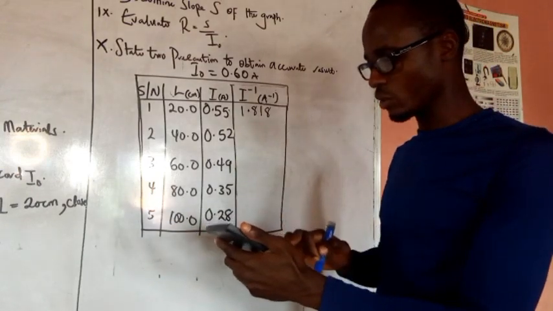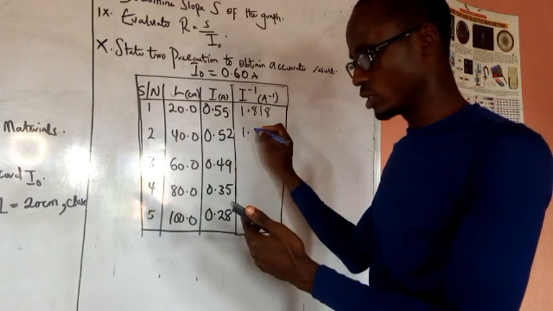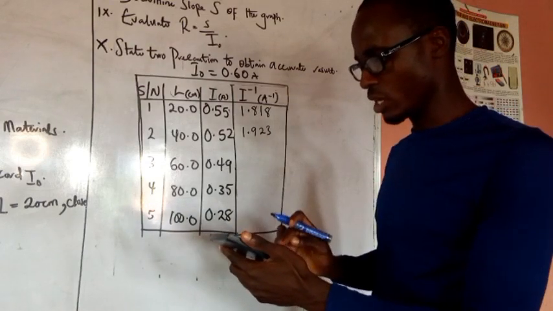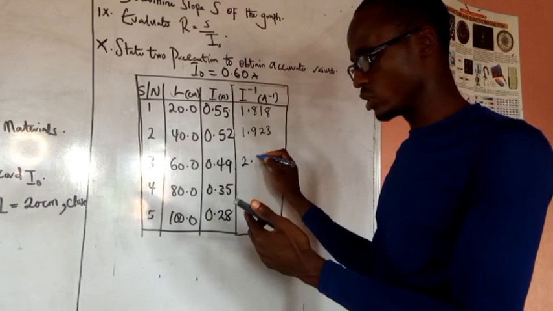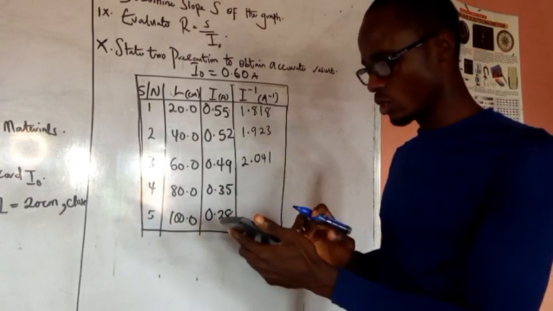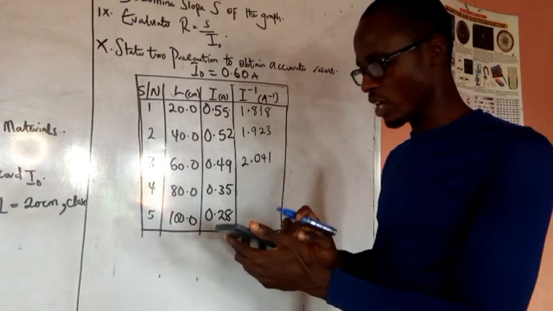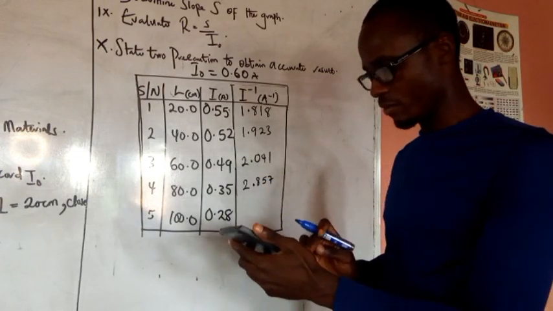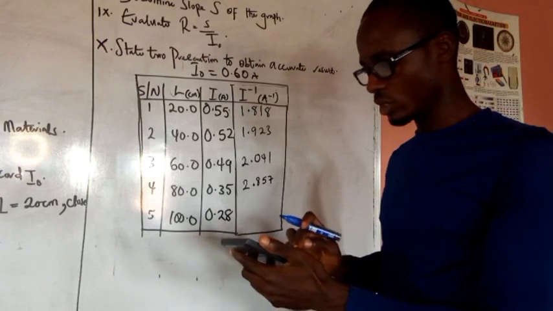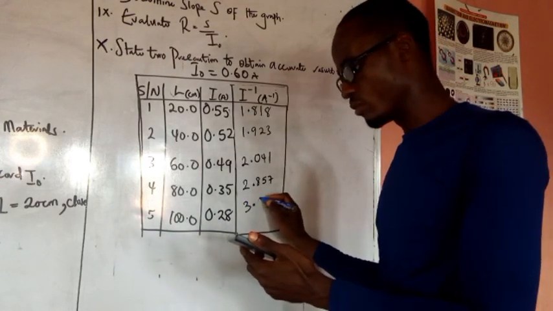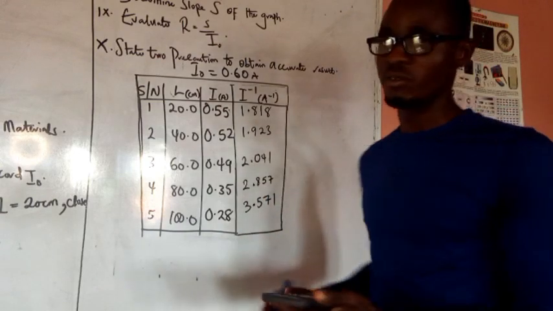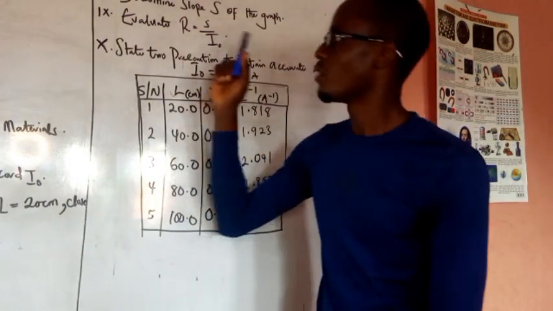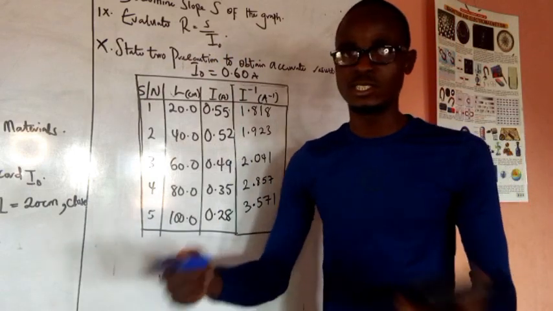So 1 divided by 0.52 gives me 1.923. Then the next one is 1 divided by 0.49, so that gives me 2.041. Then 1 divided by 0.35 gives 2.857. Lastly, 1 divided by 0.28 gives me 3.571. These are the values in the table. Let us go and plot that into our graph and see how our graph looks, find the slope of the graph, evaluate this formula, and then state our precautions.